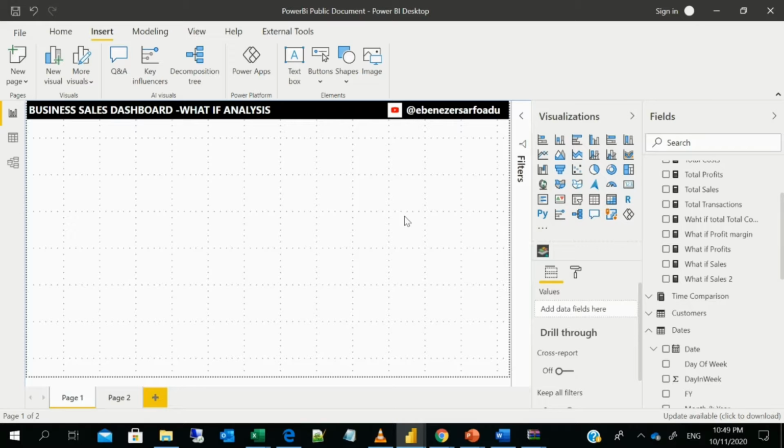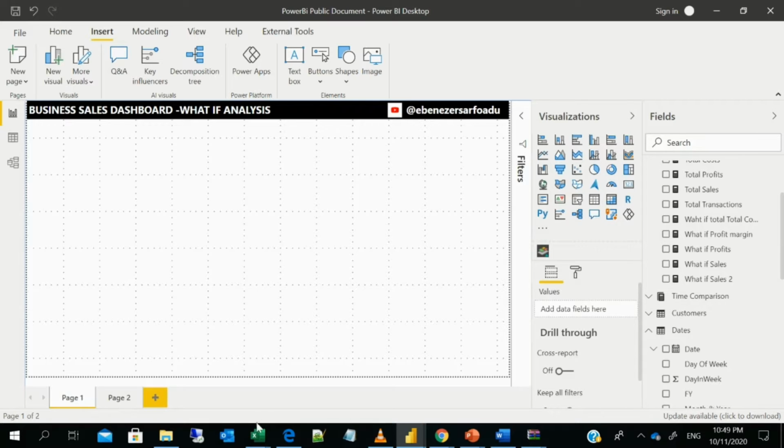We have COVID currently. What if COVID reduces our sales to 20%? What will be the effect on our profit? What if our prices reduce by 10%? So what if scenarios are very important, especially when you're in a competitive market and you want to carry out some promos to boost your sales.